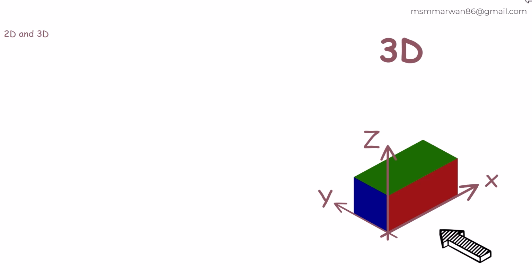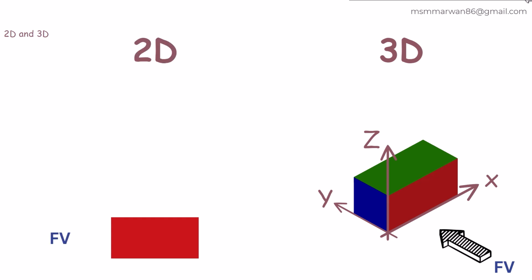Now for example, if I look from this direction and define this direction as my front view, I say FV. In the front view, I can see the red color side of the box. Now this is defined as front view and it is 2D. Now what is the main difference between 2D and 3D? In 2D, we can see only two axes. In this particular front view, we can see x-axis and z-axis. In 3D, we can see three axes, x, y and z.